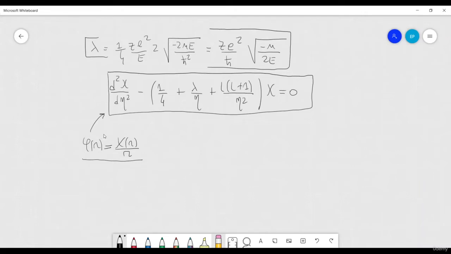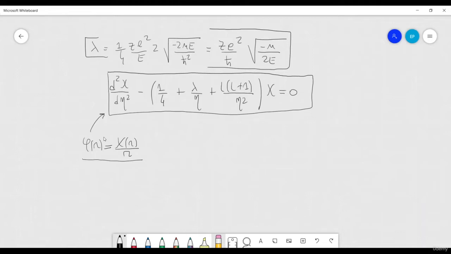And from phi of r, we can construct the solution to the stationary Schrodinger equation. If you recall, the stationary Schrodinger equation, or the time-independent Schrodinger equation, could be split into two equations by using the method of separation of variables. One equation was the radial Schrodinger equation, and the other one was the eigenvalue equation for the square of angular momentum, L squared, if you recall.